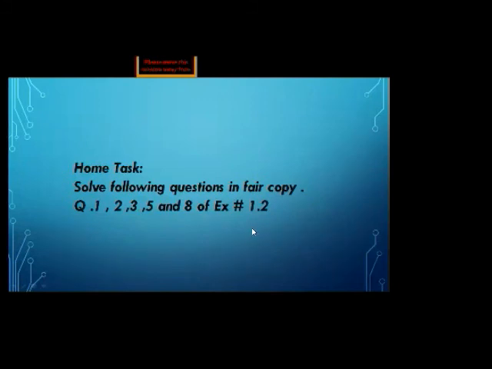Now it's time for sharing of home task. Before the home task, I would like to share some important instructions regarding maintenance of the copy. I have given these instructions in the last lecture. Today I am also repeating the same instructions. The first instruction is that a copy or exercise book must be covered with transparent plastic sheet. Then maintain the outer face sheet with complete biodata.